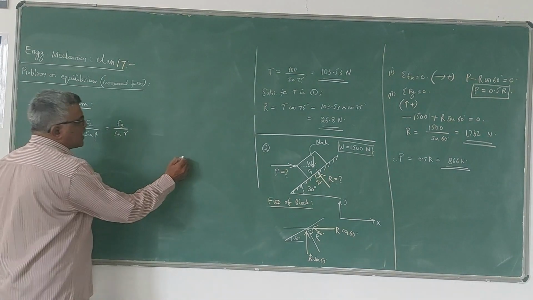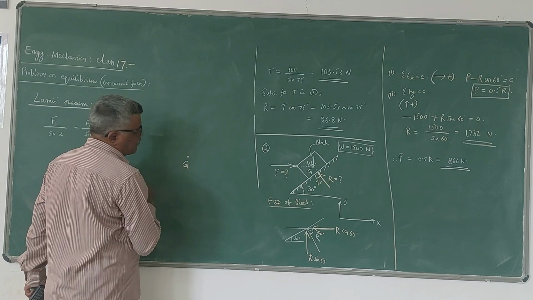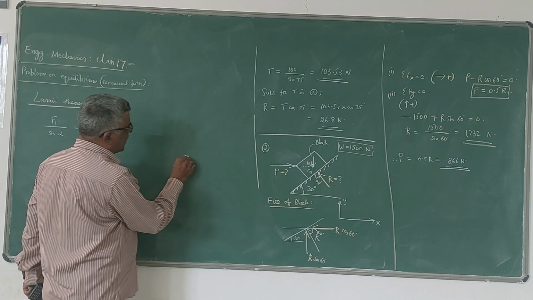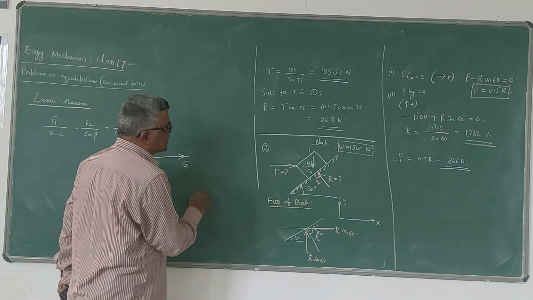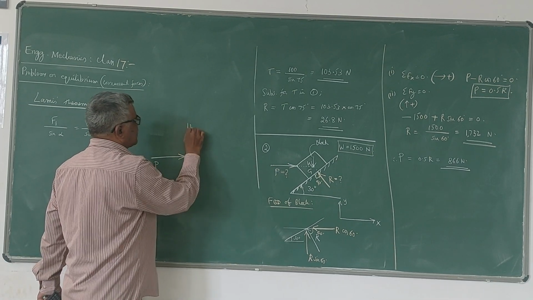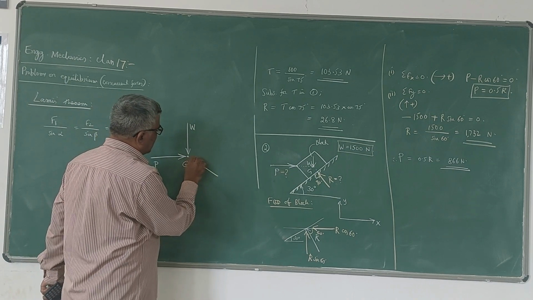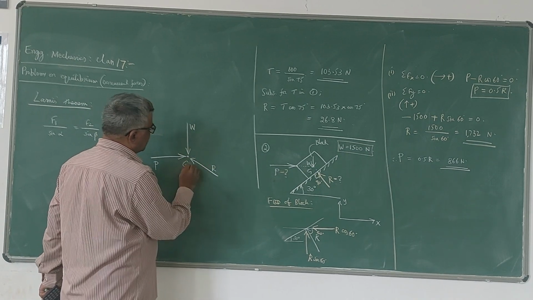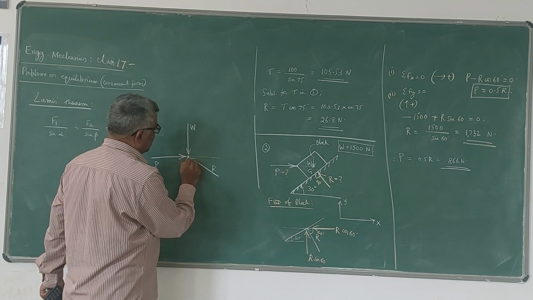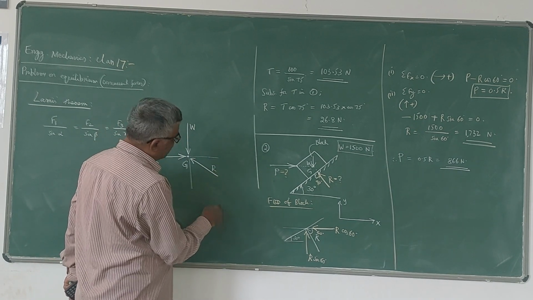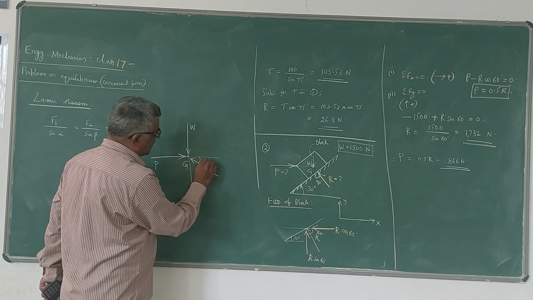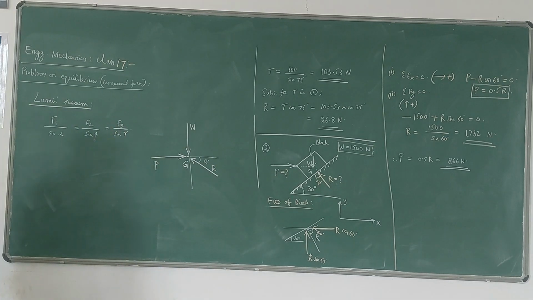Now let us draw the diagram here. G is the point of concurrence. P is acting like this. So you should be very careful when you are trying to draw a diagram. P is acting like this. W is acting like this. It should be correct. Then R is acting like this. So of course this angle he has given. So this R is making an angle of 60 degrees with the horizontal. So this is what we have got there.